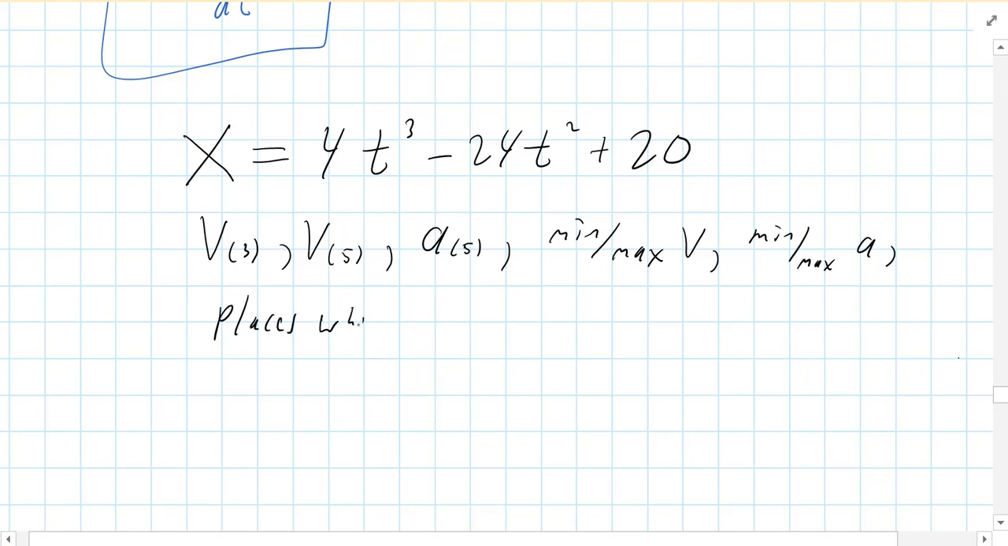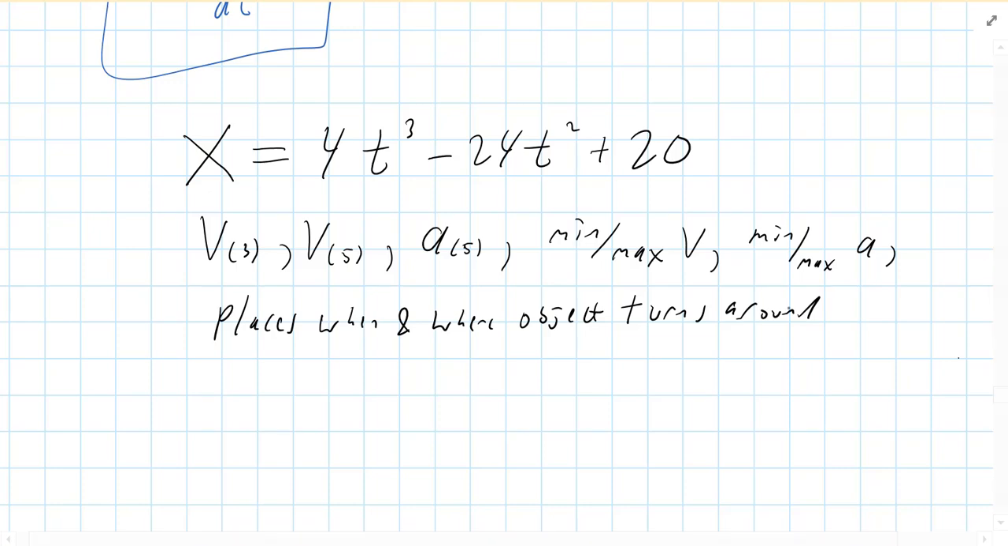We're going to determine when and where the object turns around. In other words, let's say it's traveling to the right, and then momentarily after that, it's traveling to the left. When and where did it turn around at that moment? And then finally, we're going to find the average velocity between 3 and 5 seconds. Okay, so we got quite a few things to figure out here. All right, well, we'll start with the very first one.